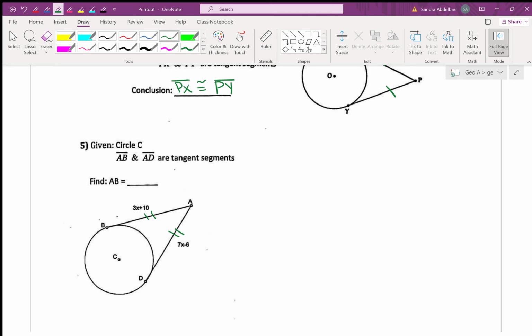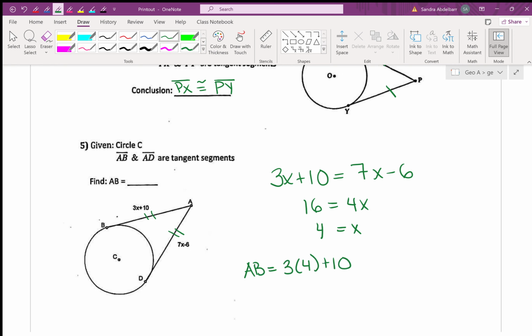Sam? So I was just going to say, aren't you going to do 3x plus 10 equals 7x minus 6? You got it. 3x plus 10 equals 7x minus 6. We're going to have 16 equals 4x. X will equal 4. So now we plug in. AB will equal 3 times 4 plus 10, which is 22 units long.